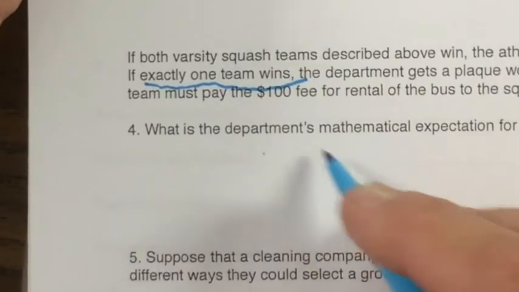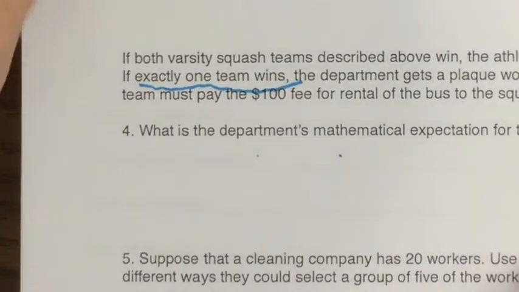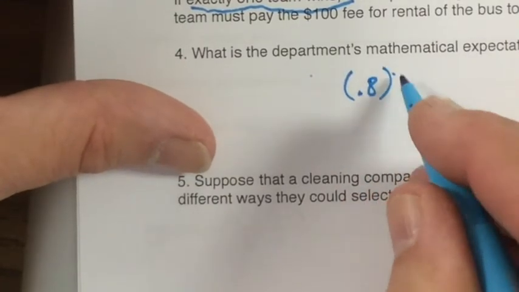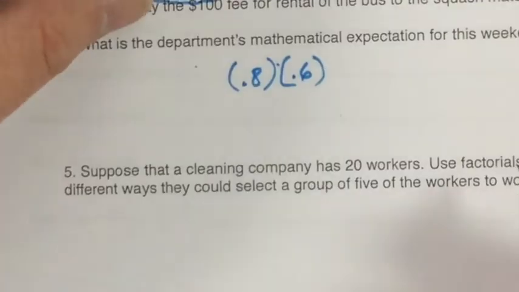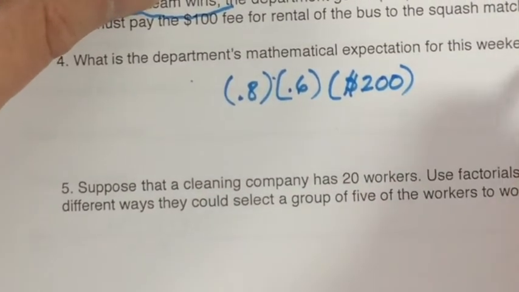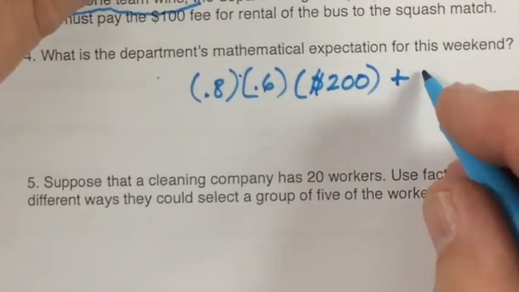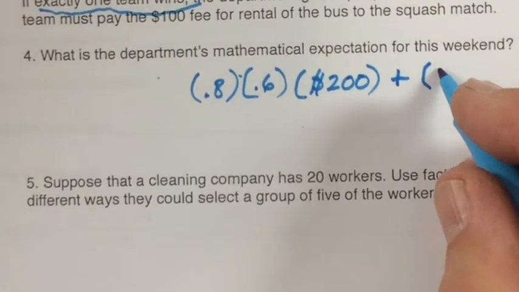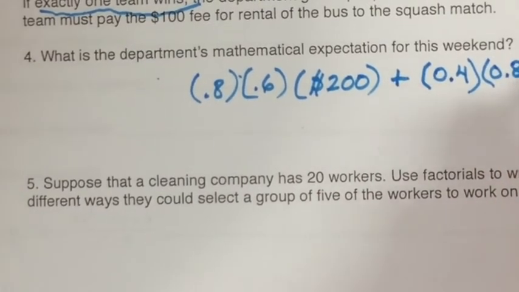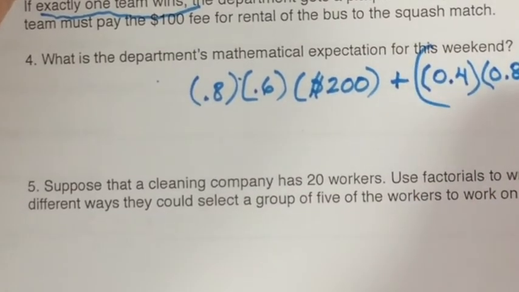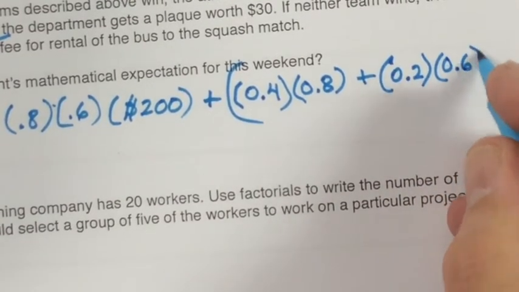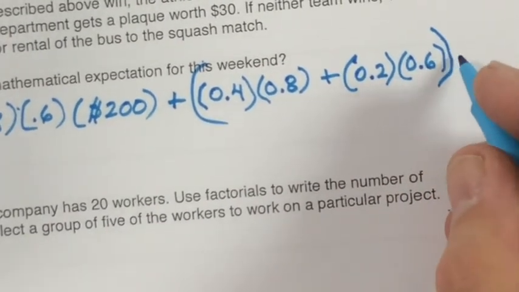Now, department's mathematical expectation. And mathematical expectation in this case, if both squash teams described above win, and how likely is that to happen? Well, exactly that likely. And if that happens, they'll win $200. If only one of the teams wins, well, that's either 0.4 times 0.8, or it could be 0.2 and 0.6. And if that happens, they'll get a $30 plaque.